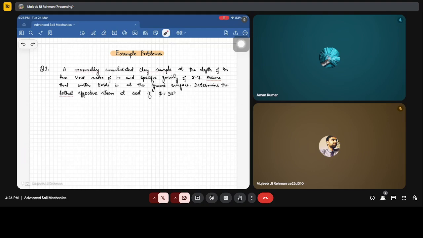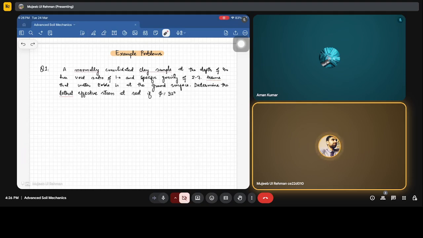So we'll start the example problems. They are not going to be very long. They are short, not elaborate or long question-answer type. They are as per the assignment problems. You will get a similar assignment problem like this. Once you are able to solve them here, you will be able to solve the assignment problems very quickly and properly.